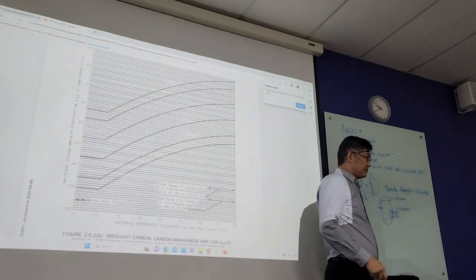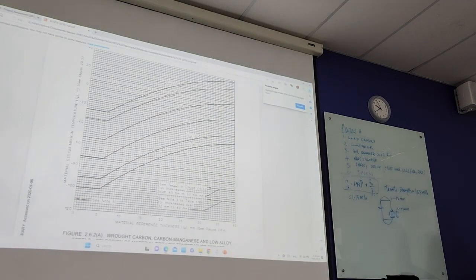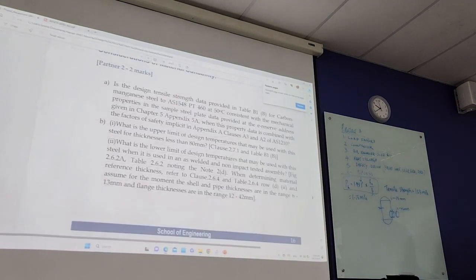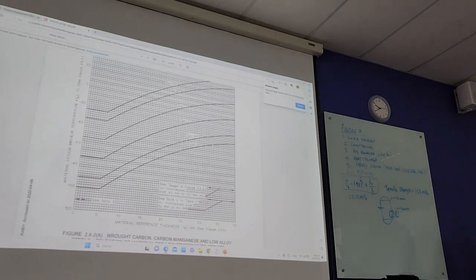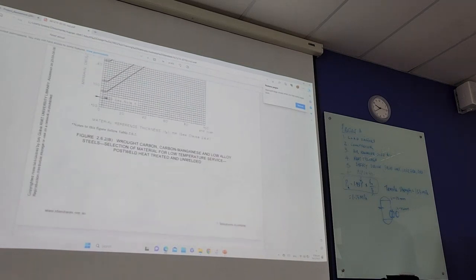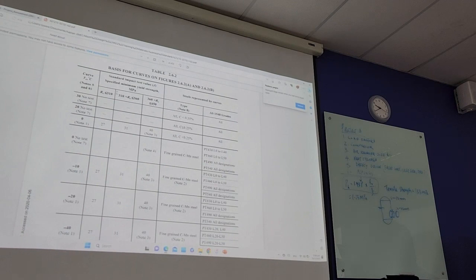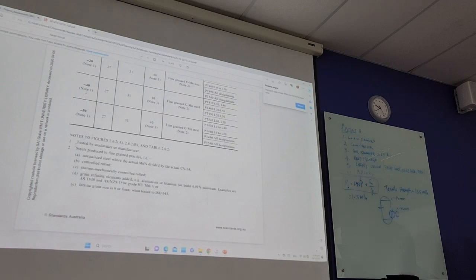I think our question asked, over here, what is the lowest temperature that may be used? Note 2D. Okay, so we go to note 2D, 615. And note over here 2D: grain refining element added.